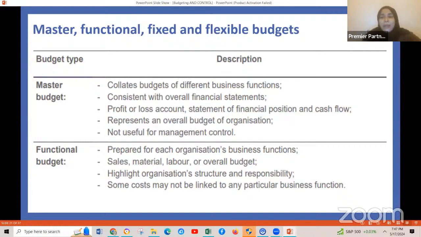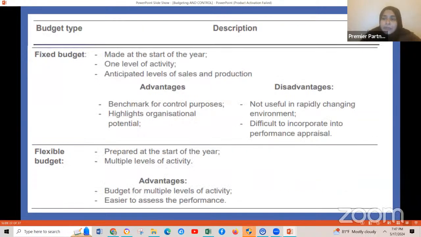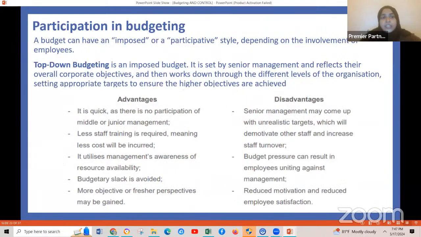Master budget is like the budget income statement, budgeted financial position, budgeted cash flow. They are master budgets. Functional budgets are when you prepare a budget for each department like sales, marketing, labor budget. So there are budgets prepared for every business function. A fixed budget is fixed for a certain amount of output. A flexible budget can be flexed to different output levels.